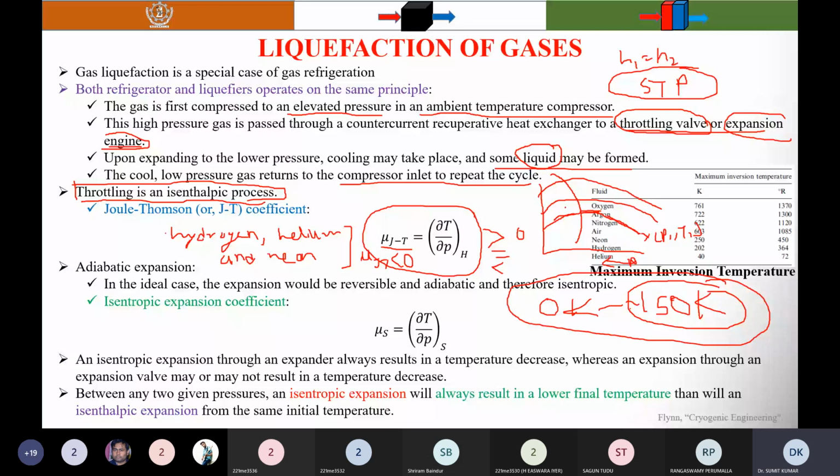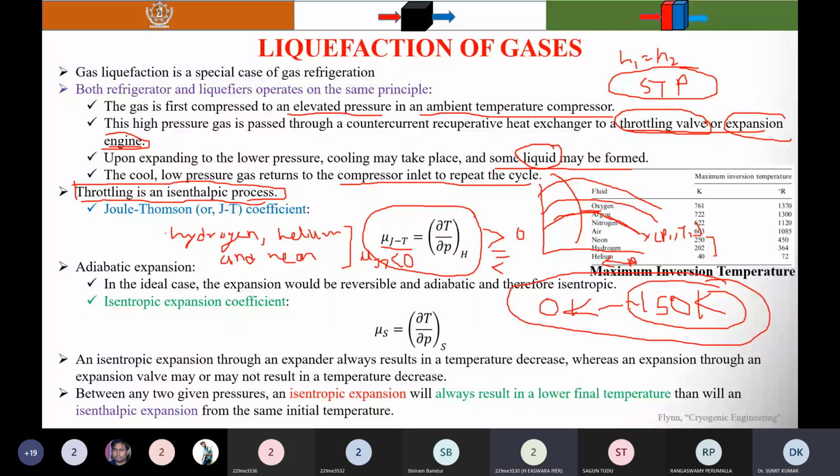On the left-hand side of this inversion curve, the fluid gives cooling, not heating, but if it is higher, then it is heating. That's why hydrogen, helium, and neon need a pre-coolant, because their maximum inversion temperatures are very low: 250, 202, and 40 Kelvin. But in the case of air and nitrogen.